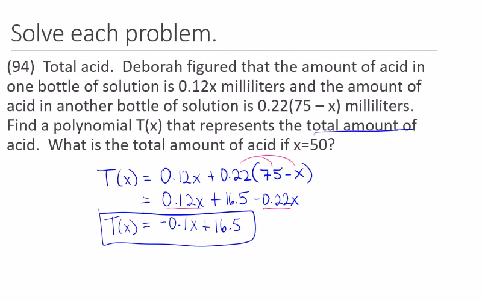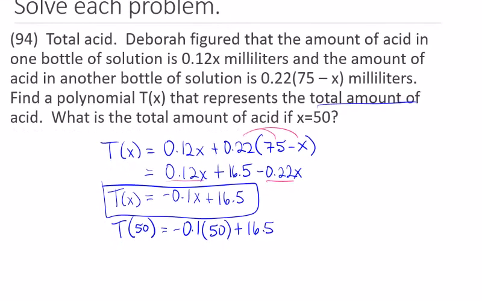Then it says, what's the total amount of acid if x equals 50? So I'm going to plug in 50 for x. So wherever there was an x there, I'm going to put a 50 now. And then just evaluate that. So I can plug that whole thing into my calculator, or I can just do one step at a time with PEMDAS. So negative 0.1 times 50 is negative 5 plus 16.5, so that'll equal 11.5, right? And then we're talking about milliliters of acid. So don't forget your units.